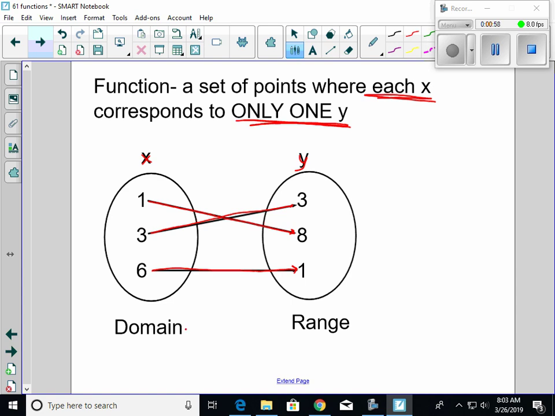Okay, the domain, by the way, the domain is the set of x values. So here the domain would be 1, 3, and 6. The range, it's the set of y values. So here the range would be 3, 8, and 1.